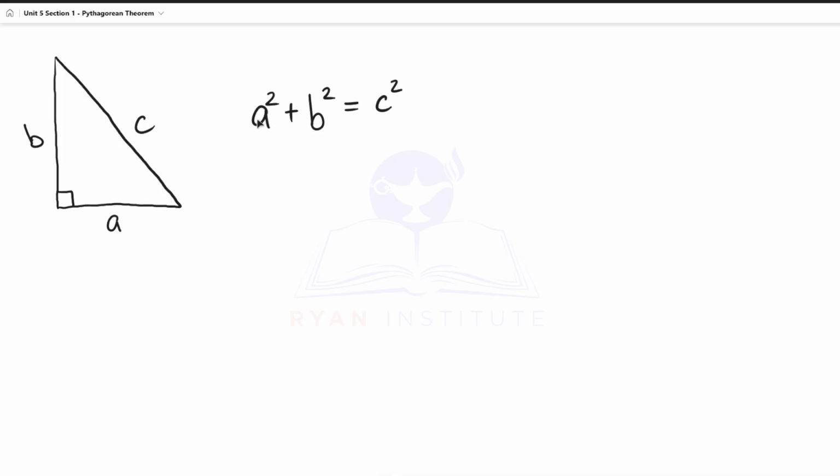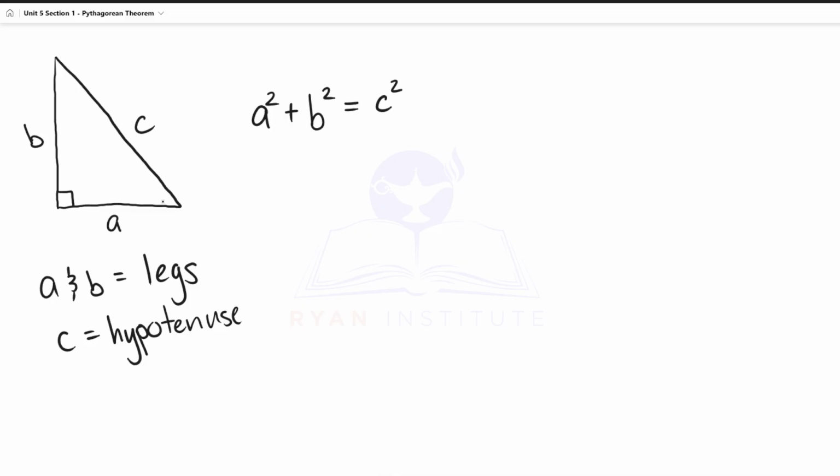Right? So where a and b are the two shorter sides, which we call the legs of the triangle, right? So a and b are the legs, and then c is called the hypotenuse. Or you can call this the long side of the triangle.